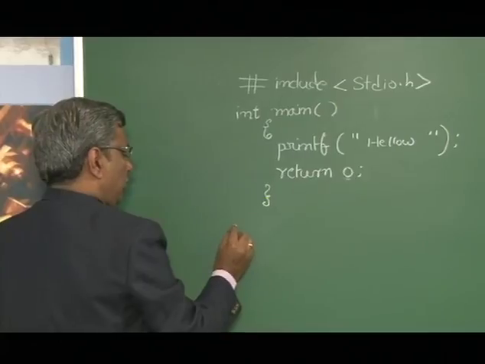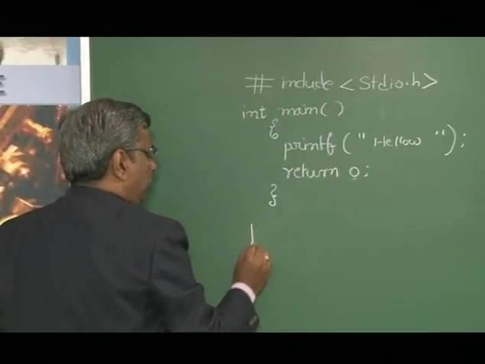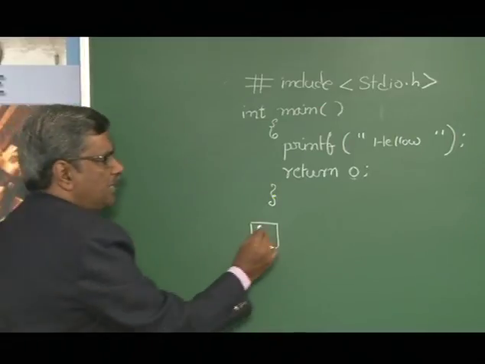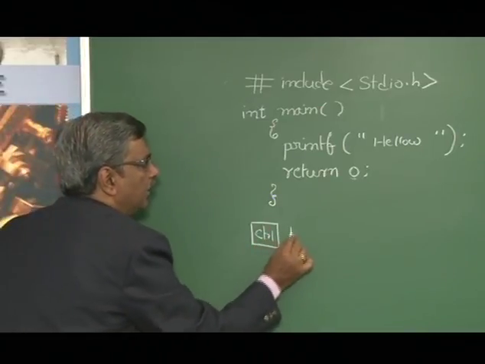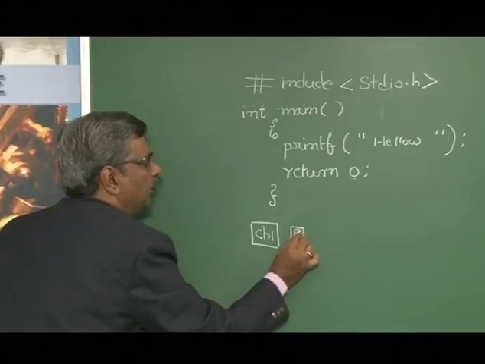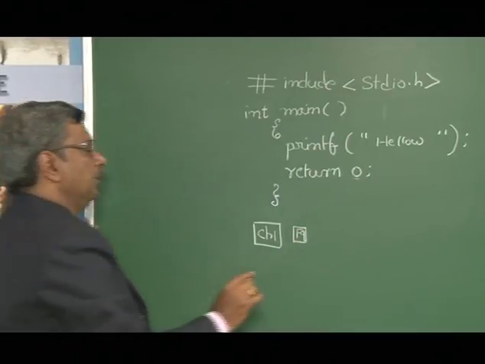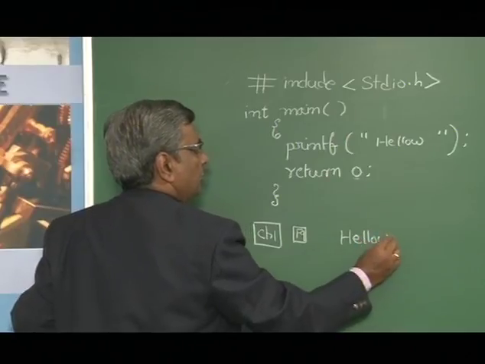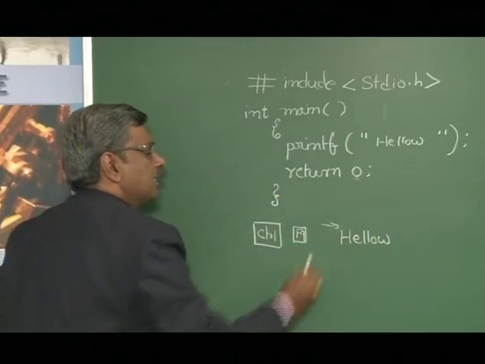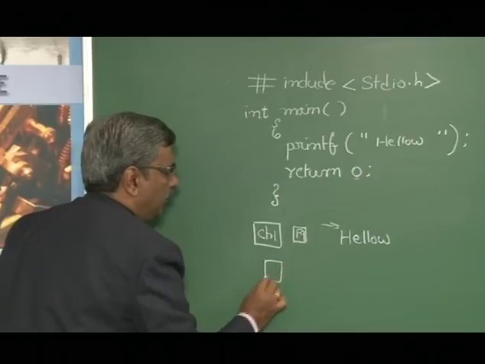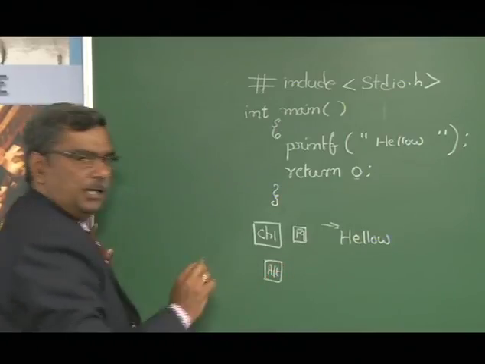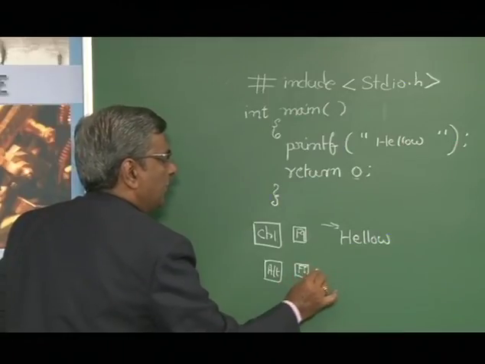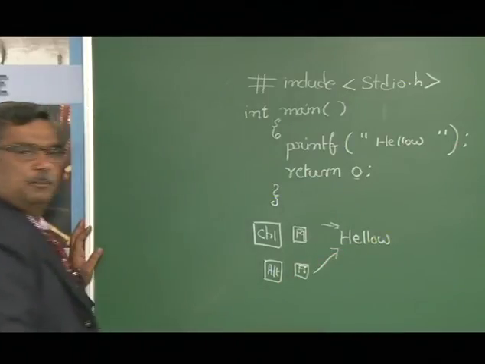When you type this program, if you are working in the Turbo C environment, you press the Ctrl key and then the F9 key. That is the function key on the top. Then in the output, we will get hello. To see this result, you have to press the Alt key on the keyboard, and then the F5 key. When you press this, you can see the result on the computer screen.